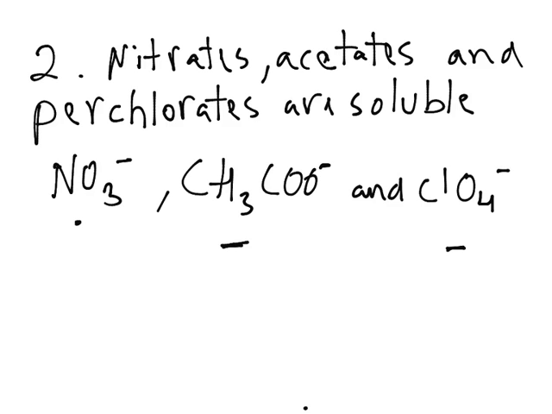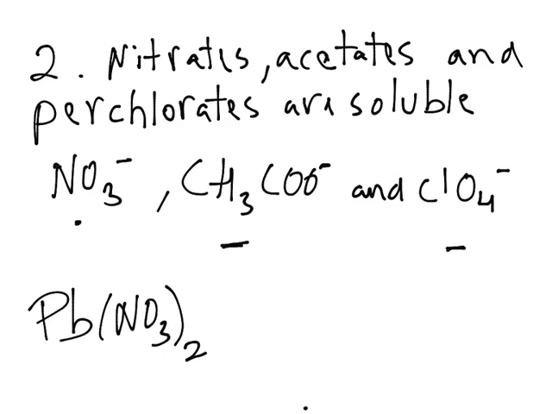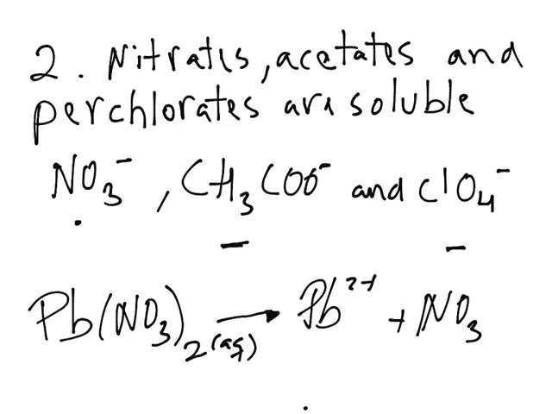So let's say something like lead nitrate, Pb(NO3)2, and it has a 2 because of the charge. This will be aqueous because we have that nitrate there. So it will be able to dissociate into its ions, Pb 2 plus and NO3 minus. That is the second rule.